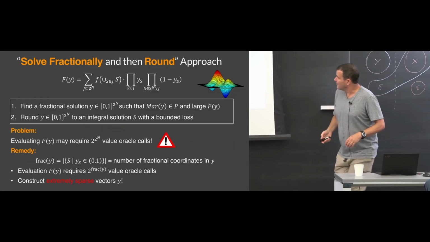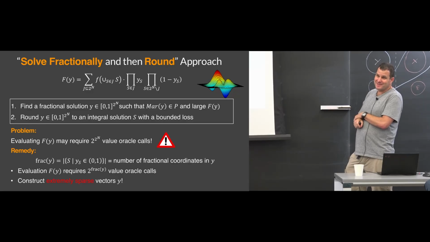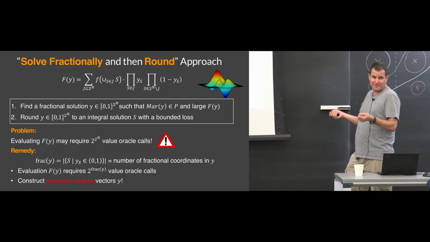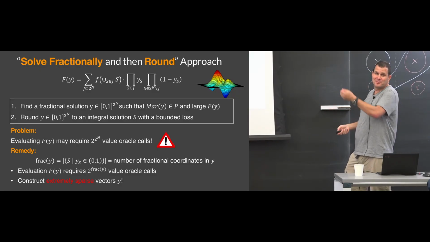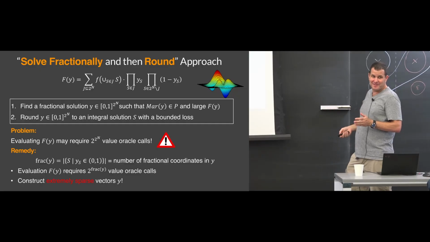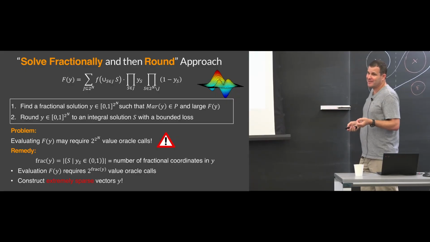Great. Oh, I do not have too much time. Now, what is the problem? I told you that in order to evaluate the multilinear extension, you need 2 to the n value oracle calls. To evaluate the extended extension, you may need to evaluate 2 to the 2 to the n. So this is really even worse. But here is the solution and the whole idea.